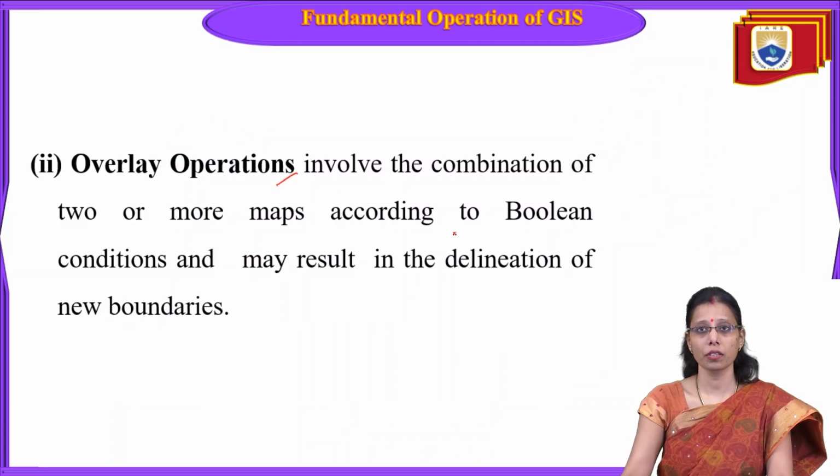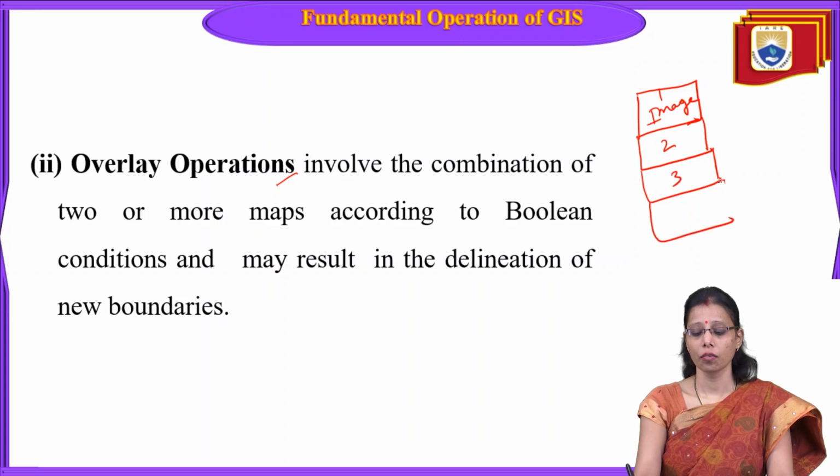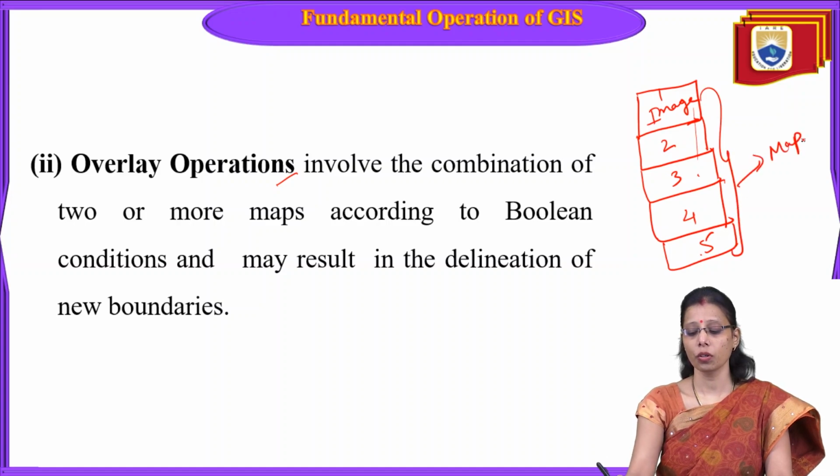Now let us know about overlay operations. So what is overlay operation? Overlay operation means overlaying the images. For example, this is an image, this is the second image, this is the third image. So image 1, 2, 3, 4, 5. There are different images here. These images are clubbed together and formed as a map. One over the other, if you overlay, all these together are converted into a map.